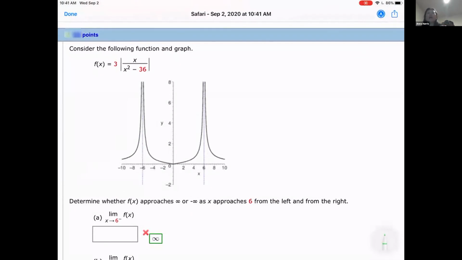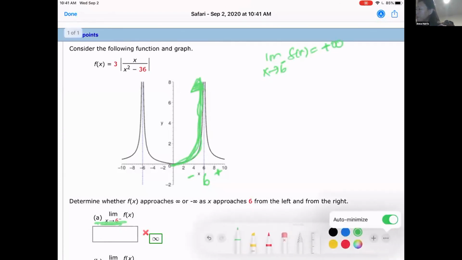Okay, so I want to find the limit at 6 from the left-hand side. So this is my graph that I'm looking at. So this is 6, this is the positive side, and that's the negative side. So where does this negative side approach to? Where does my limit go to from the negative side? Somebody tell me. Positive infinity. That's right. So the limit as x approaches 6 from the negative side of this function is positive infinity.